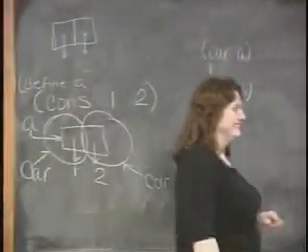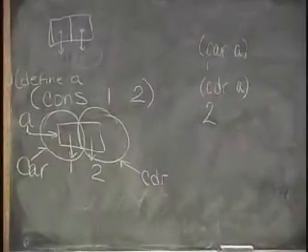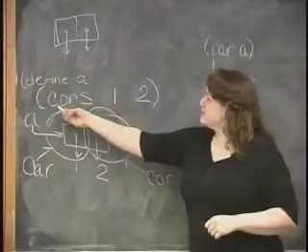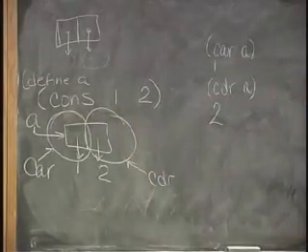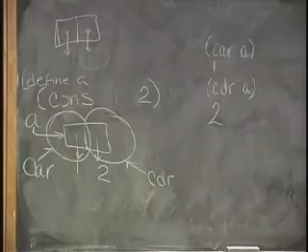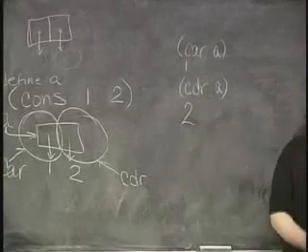So cons, that's a primitive for just a two-element data structure? So cons makes a pair, yes. It's a two-element data structure. There's a first cell and a second cell. The first cell we get using CAR, the second cell we get using CDR.